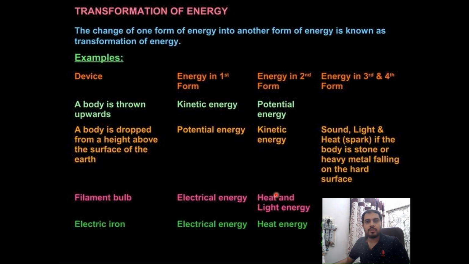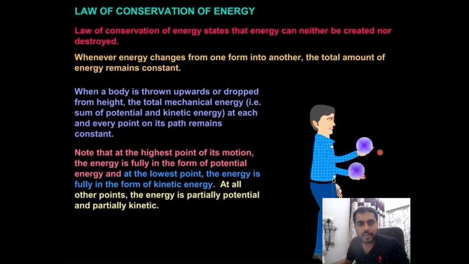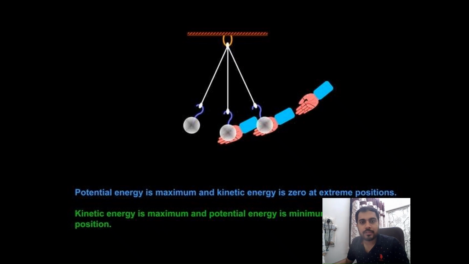Okay. Now here different transformations of energies are given. You can have a look over here, and at the end we will study the law of conservation of energy, which states that energy can neither be created nor destroyed. So energy changes from one form into another, and the total amount of energy remains constant. So when a body is thrown upwards or dropped from a height, the total mechanical energy at each and every point on its path remains constant. Similarly, there are examples given over here.